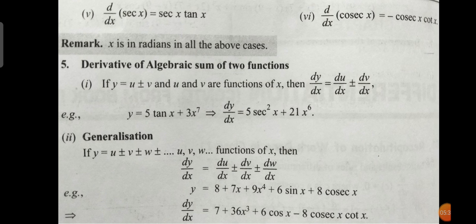Okay, an example is also given. The general form: if y is an algebraic sum, y = u ± v ± w ± etc., where u, v, w are all functions of x, then how will you find the derivative? dy/dx = du/dx ± dv/dx ± dw/dx. Okay, and another example is also given for you.